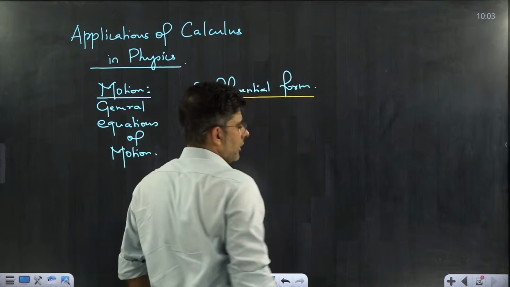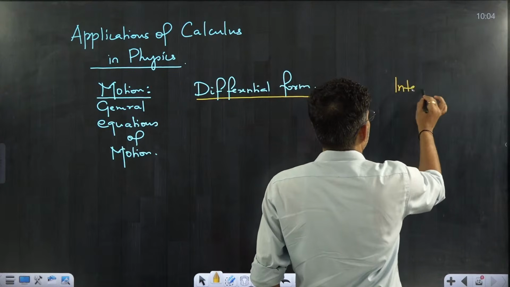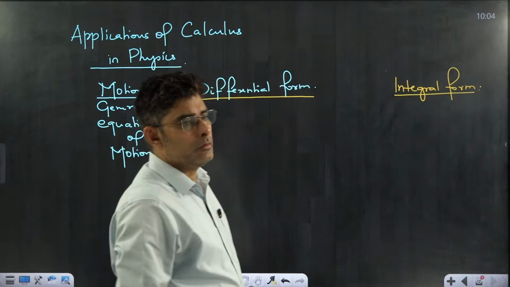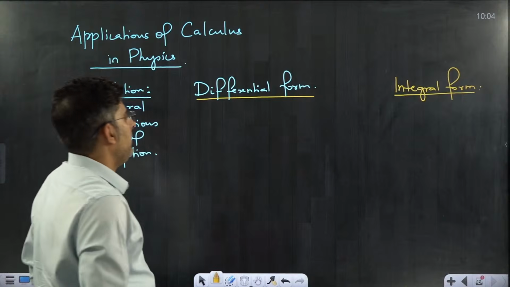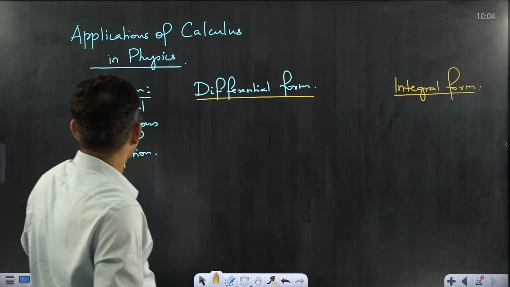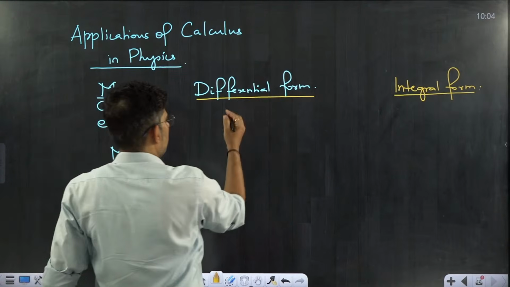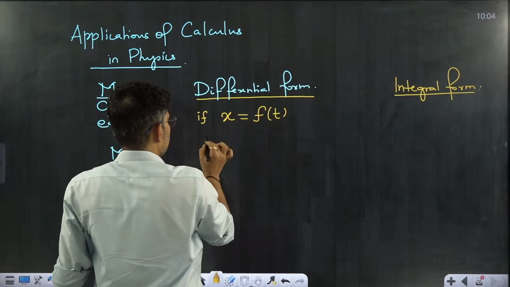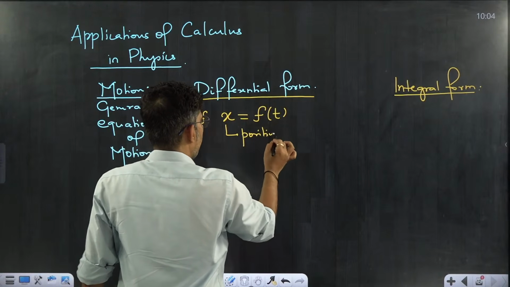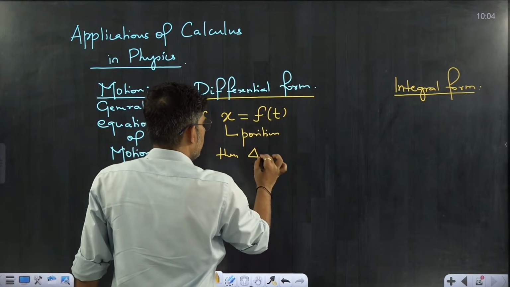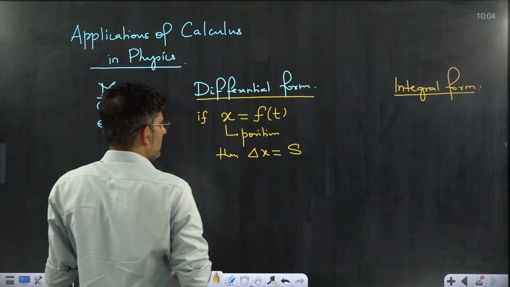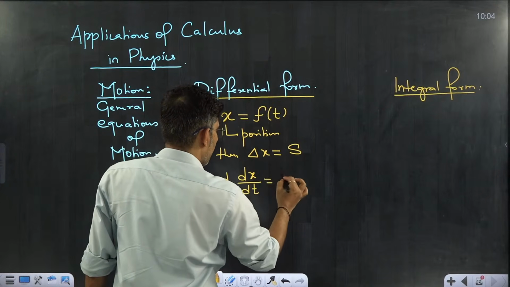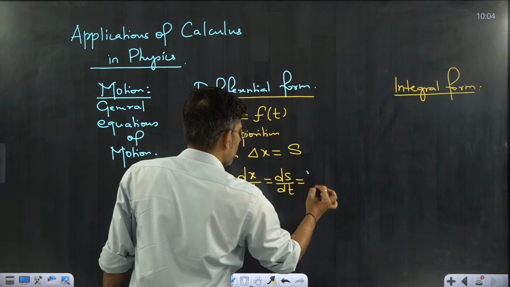So when we write the general equations of motion, we will have two forms. One is the differential form and one is the integral form. So, differential form and integral form, when a body has its position as a function of time, as discussed earlier, change in x is called displacement, x final minus x initial, and dx by dt or ds by dt will give you instantaneous velocity.